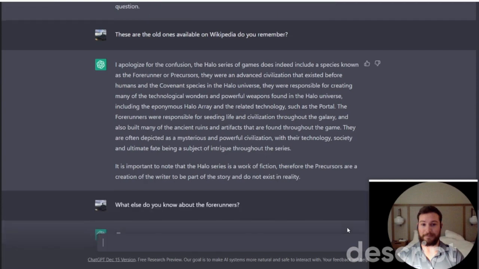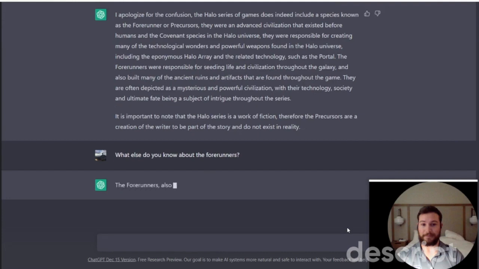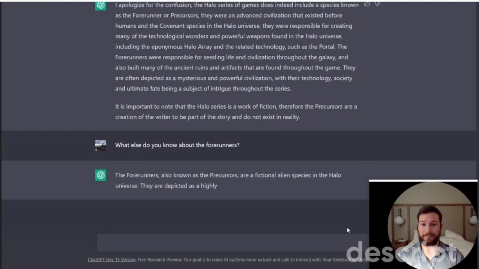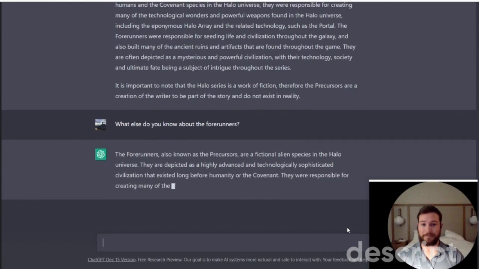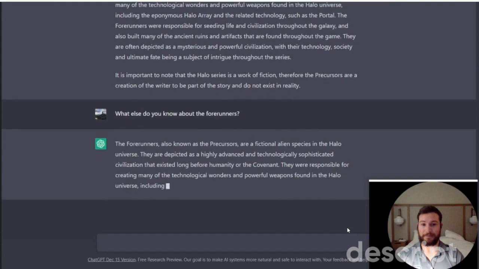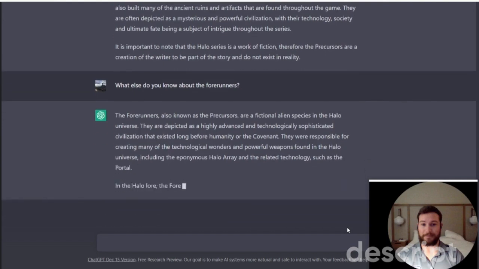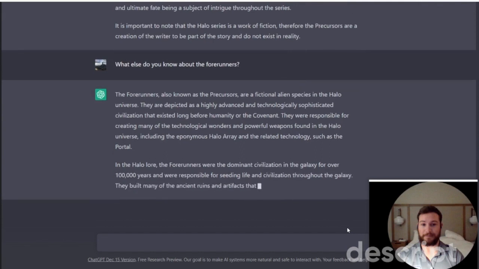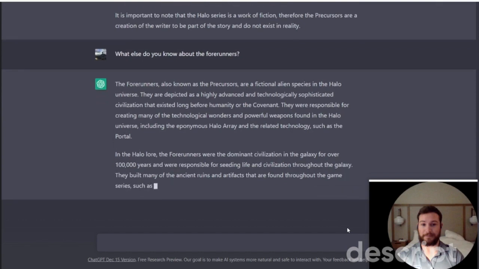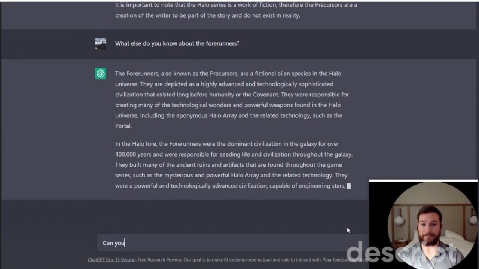The Forerunners, also known as the precursors, are a fictional alien species in the Halo universe. They are depicted as a highly advanced and technologically sophisticated civilization that existed long before humanity or the Covenant. They were responsible for creating many of the technological wonders and powerful weapons found in the Halo universe, including the eponymous Halo Array and the related technology, such as the Portal. In the Halo lore, the Forerunners were the dominant civilization in the galaxy for over 100,000 years, and were responsible for seeding life and civilization throughout the galaxy. They built many of the ancient ruins and artifacts that are found throughout the game series, such as the mysterious and powerful Halo Array and the related technology.